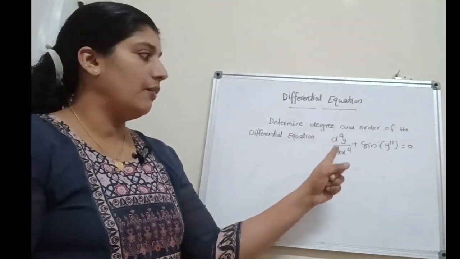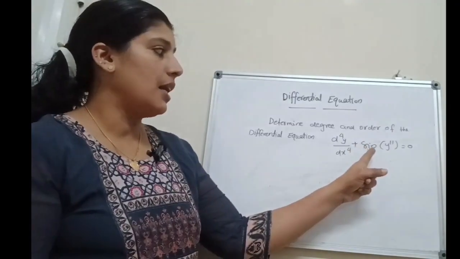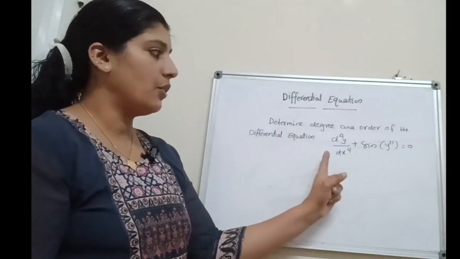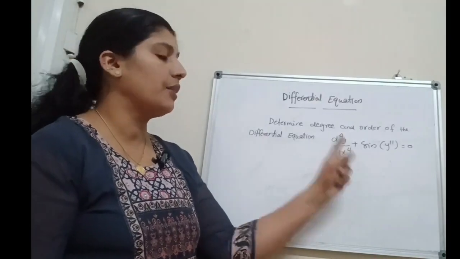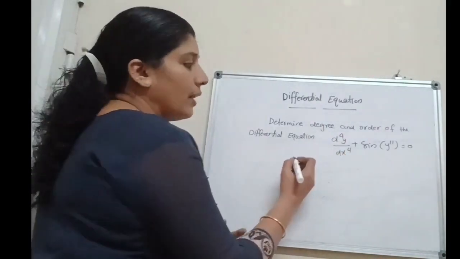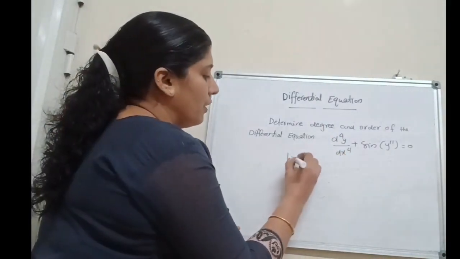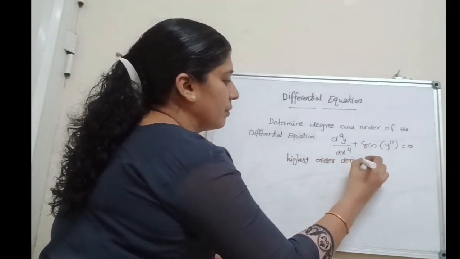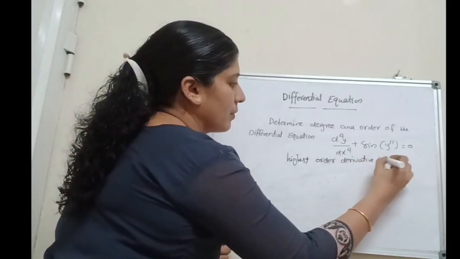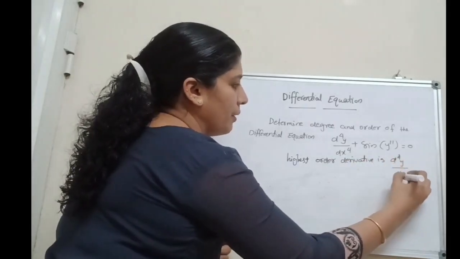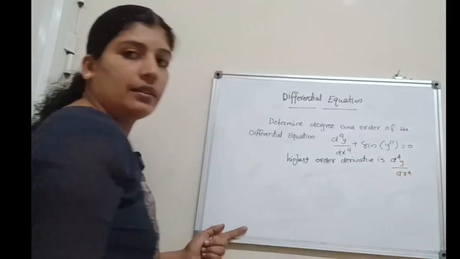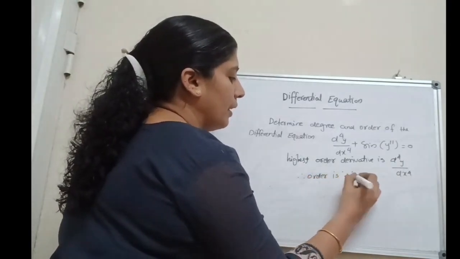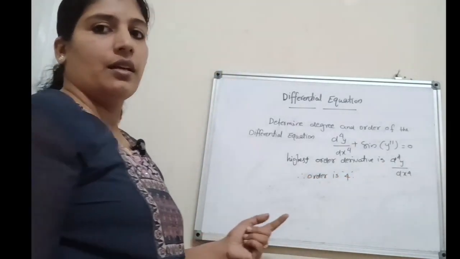Next question: determine the degree and order of the differential equation d raised to 4y divided by dx raised to 4 plus sine of y double dash equal to 0. Here, the highest order derivative is d raised to 4y divided by dx raised to 4. Therefore, the order is 4.